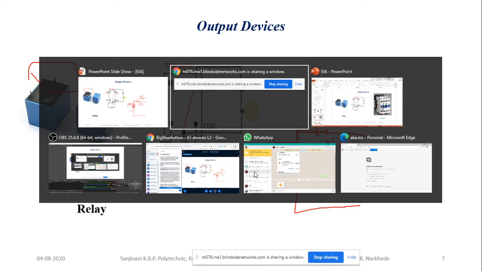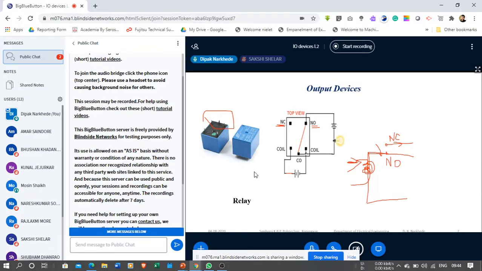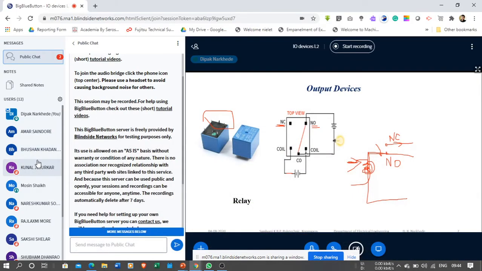No, sir. Naresh Kumar, Naresh Kumar, Mohsin Sheikh, Anka take, Naresh Kumar, Amar Shendore, no reply.